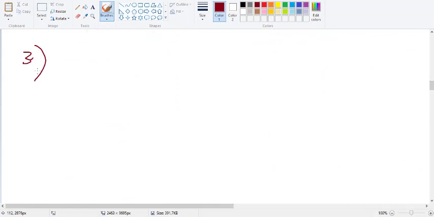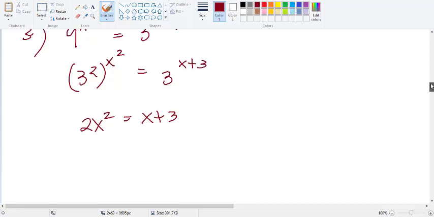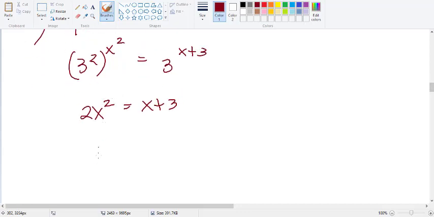Now, for the last example, number 3, let's have 9 to the power of x squared is equals to 3 to the power of x plus 3. Now, we know that 9 is actually 3 square. And then, we have 3 to the x plus 3. Now, using the 1-to-1 property of exponential functions, so 2 times x squared is equals to x plus 3. So, this is not a linear equation. This is a quadratic function, no? So, we have to form it as a quadratic function.